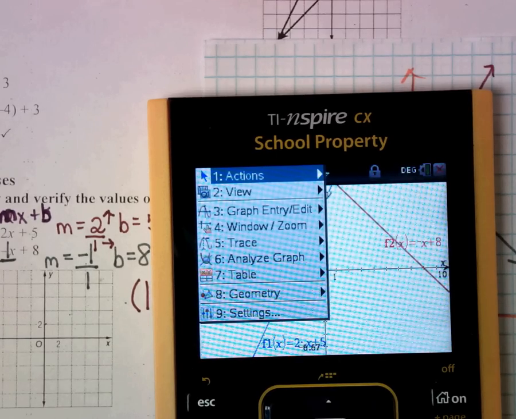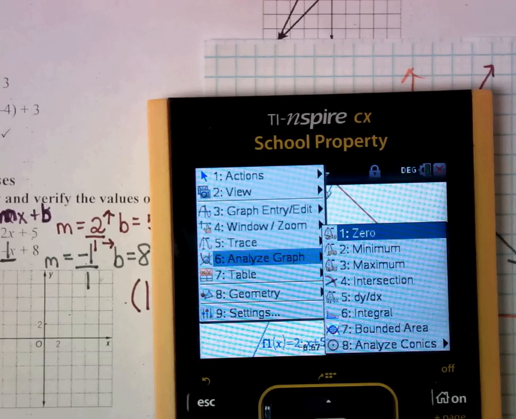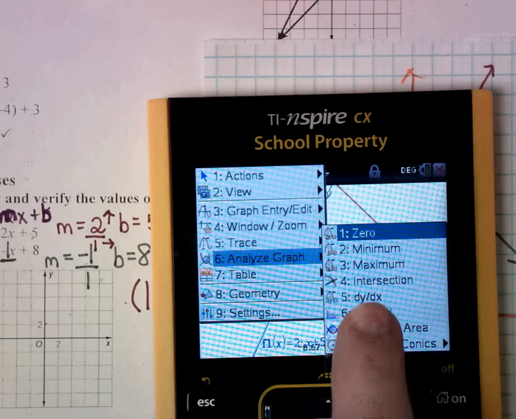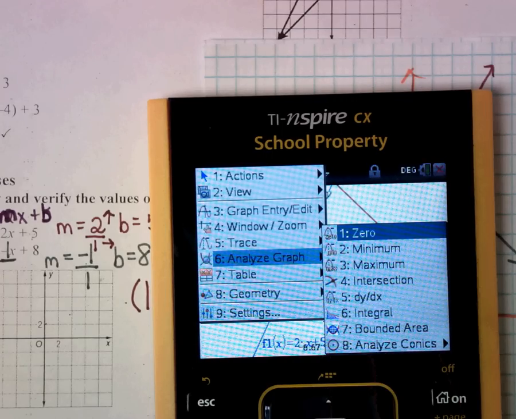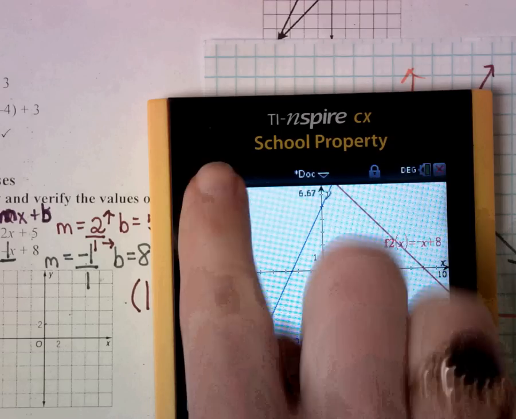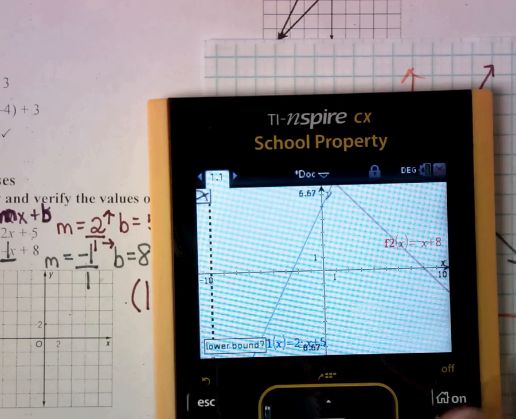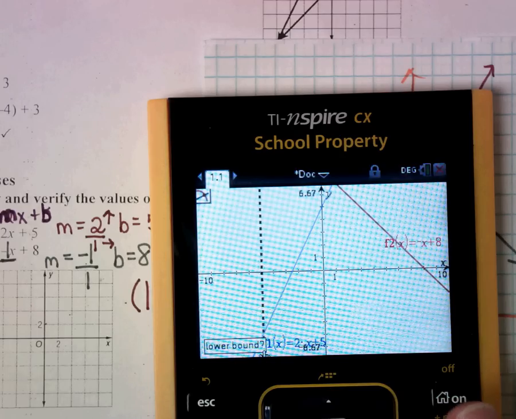But what I want us to do is analyze the graph. And our calculator has all these options. Do you see this one that says intersection? I'm going to choose intersection. And it gives us this dotted line, and it says lower bound. That just means left side. What is the left side of your graph? So I'm just sliding this over with my mouse. I haven't clicked yet. And it doesn't have to be really close.